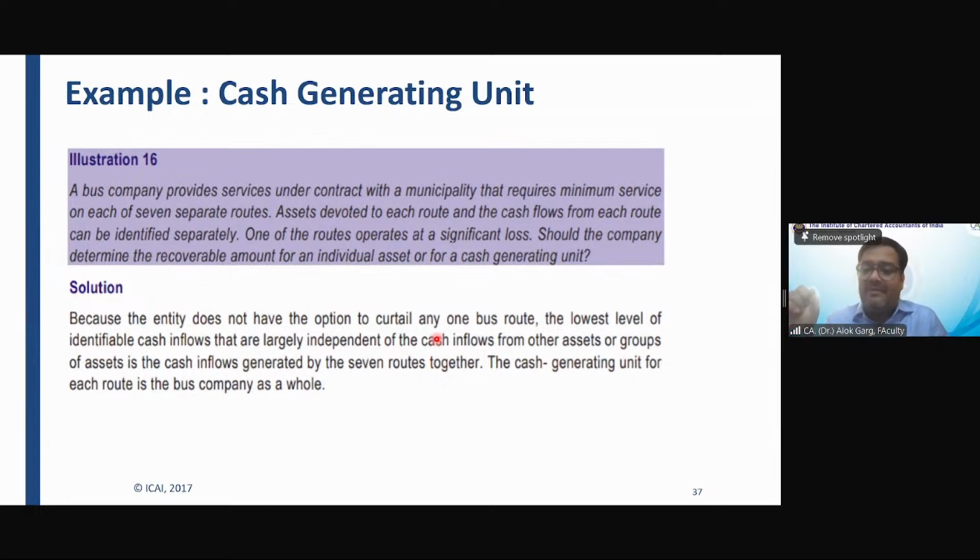Why is there a loss on that one route? Because you are earning profit on the 6 routes, right? So this municipality has given the license or permit for running on all 7 routes put together. You are able to generate profits on the 6 routes because you are also running on the 7th route. So this 7th route should not be seen in isolation. The permit is not route wise. The permit is for 7 routes put together.